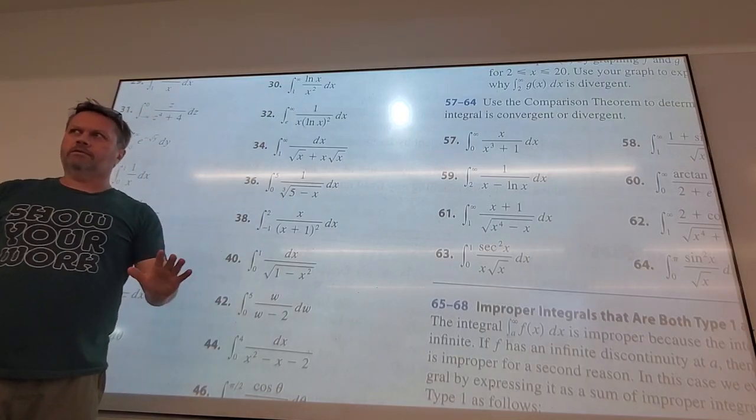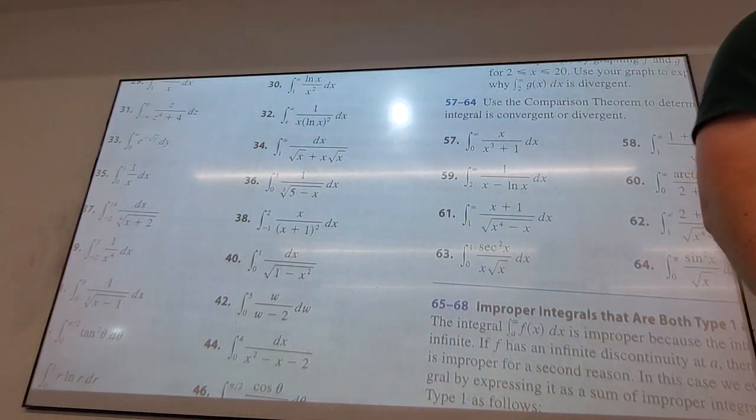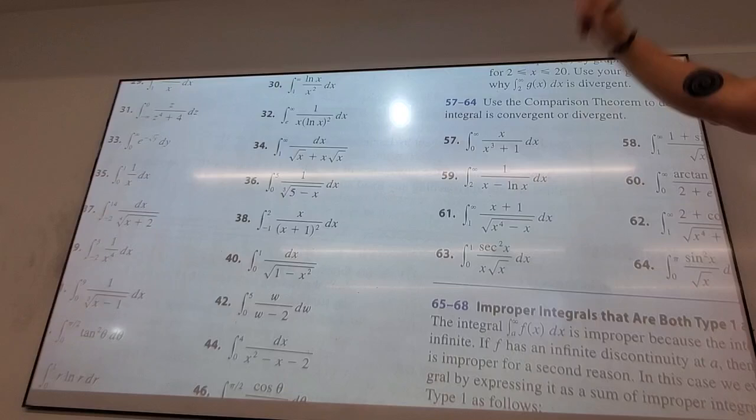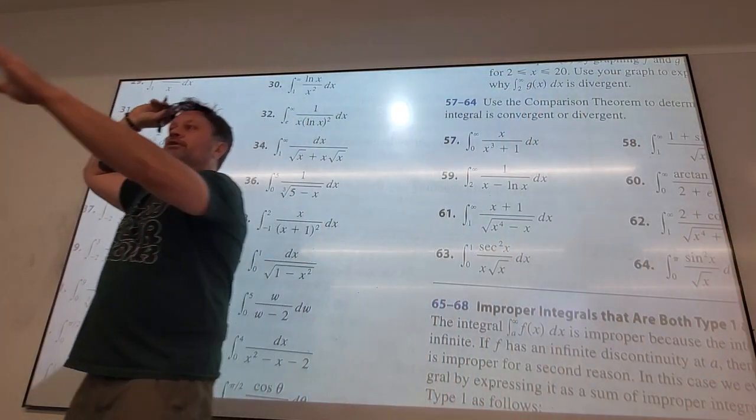Let me stop for a minute. So we saw one that was really in your face. There's an infinity in the limit. That's obvious, you have to do a limit to go to infinity. This one, am I allowed to plug a 5 into that function? No. I have to approach it, don't I?